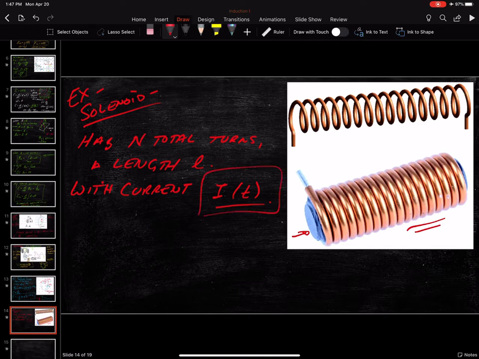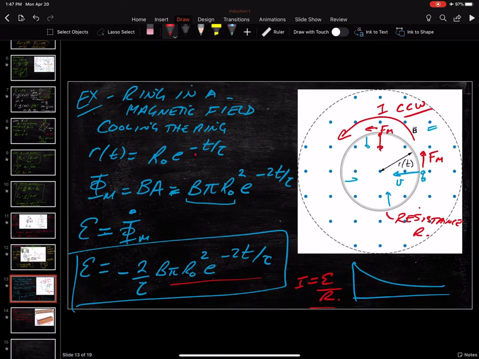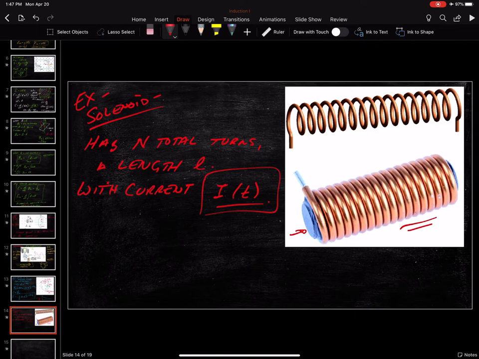It could be AC current. It could be current hooked up from an RC circuit where the current is decaying as time goes on. Okay? It could be current hooked up to this thing. Okay? It doesn't make any difference. It's just I of t. Okay? Then I want to know, well, what's the magnetic field? I remember. We worked this out.